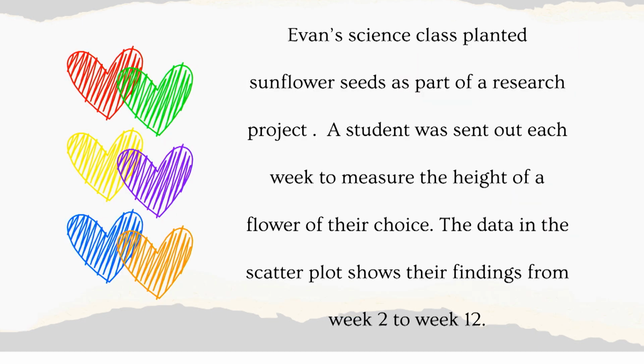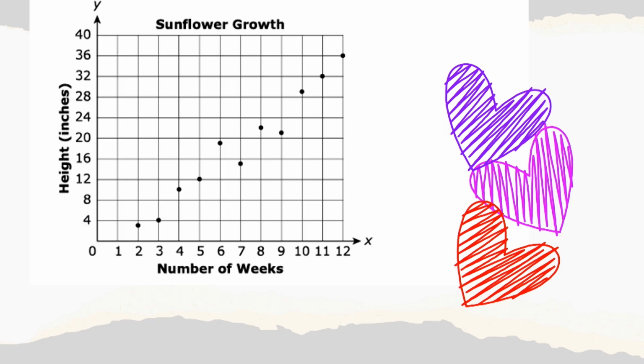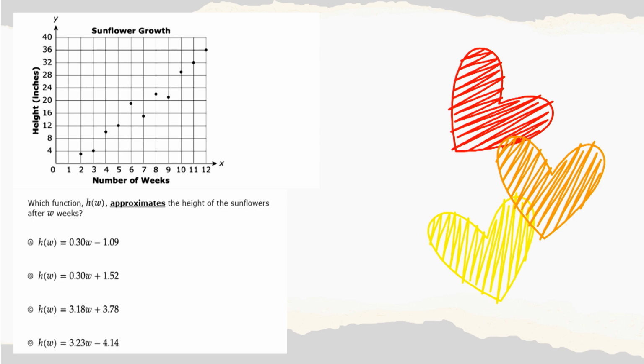So here we go. Evan's science class planted sunflower seeds as part of a research project. A student was sent out each week to measure the height of the flower of their choice. The data in the scatter plot shows their findings from week 2 to week 12. So here is their graph that they made, height in inches for their Y, number of weeks for their X. So using this graph, you and your table partner determine which function, h of w, approximates the height of the sunflowers after W weeks.